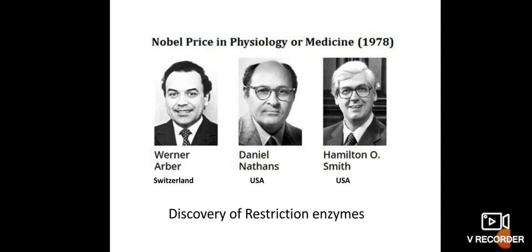These are the people responsible for the discovery of restriction enzymes: Werner Arber from Switzerland, Daniel Nathans from USA, and Hamilton O. Smith from USA. They got the Nobel Prize in Physiology or Medicine in 1978.